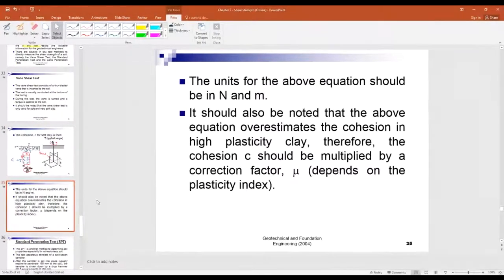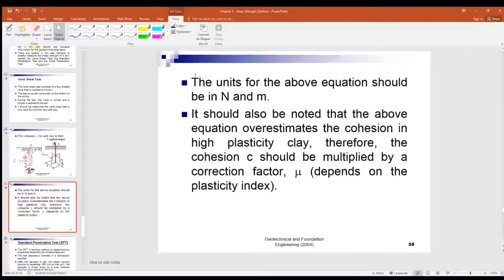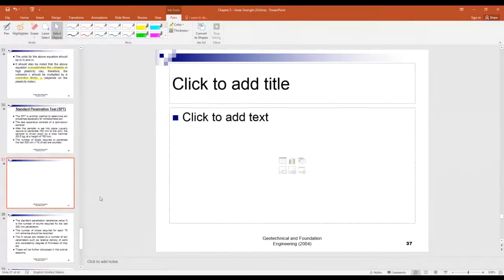The units will be in terms of Newton meters. Please pay a small attention that sometimes the above equation overestimates the cohesion a bit, and you should apply a correction factor, which depends on the plasticity of the clay. Okay.